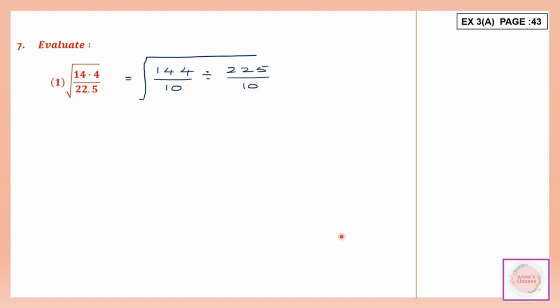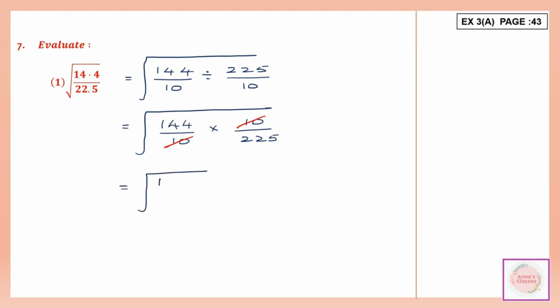Now this division, these are two fractions. I'm going to change it to multiplication, because that's how we do division, isn't it? So here, let me write that. This one remains the same, 144 by 10. Division will change to multiplication, and we write the reciprocal, 10 by 225. Now I can cancel the two tens. So now the square root that I need to find is the square root of 144 by 225.